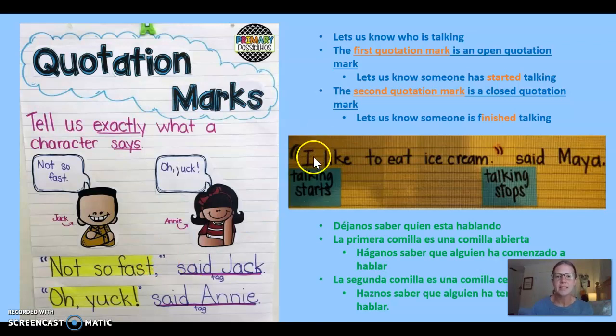So right here we have this sentence, "I like to eat ice cream," said Maya. The first quotation mark is the open quotation mark, and this is when Maya started talking. Then she said she liked to eat ice cream, and she did another quotation mark. This is the closed quotation mark. That's how I know that Maya is done talking. She let us know that she likes ice cream and she has nothing else to say. And then we say, who said it? Maya said it, so we said Maya. "I like to eat ice cream," said Maya.